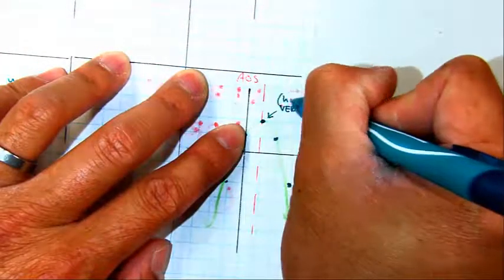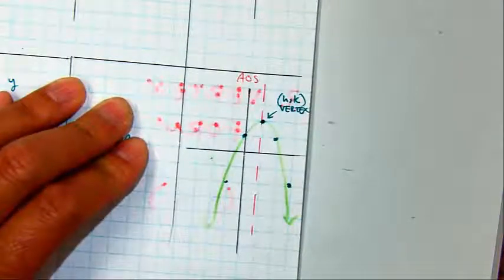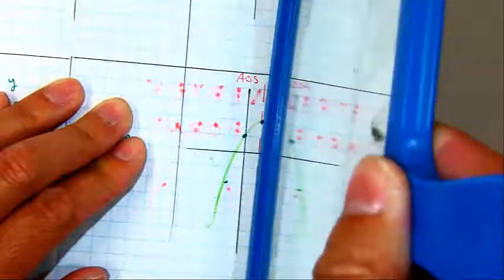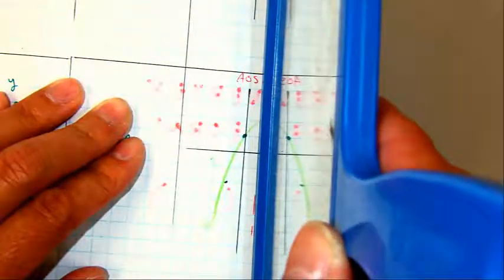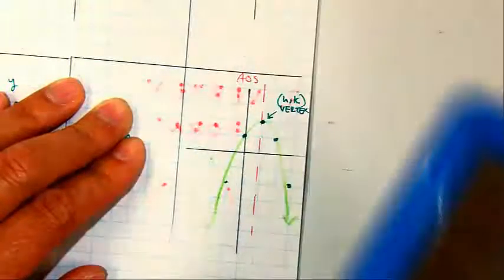H, comma, k. And again, I want to show you a visual of what the axis of symmetry is like. Here I have a mirror. Let's see if we can get it on there. And there it is. It is reflecting what the other side is like, right?